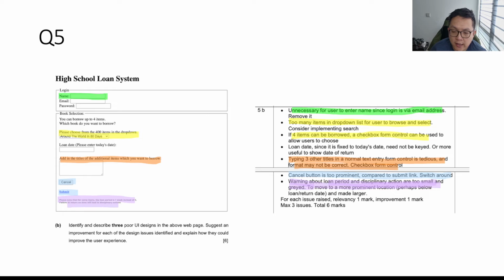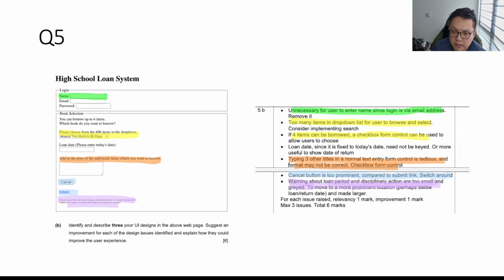You could find errors very easily. I've highlighted the common ones for you. So one was the name. Because the login is via email address, there's no need for the user to enter the name. It just creates extra work for them, and you don't need to check for it anyway. Okay, then books drop down. Most of you could see this is very messy. There's 400 books. Very hard to choose the books like that.